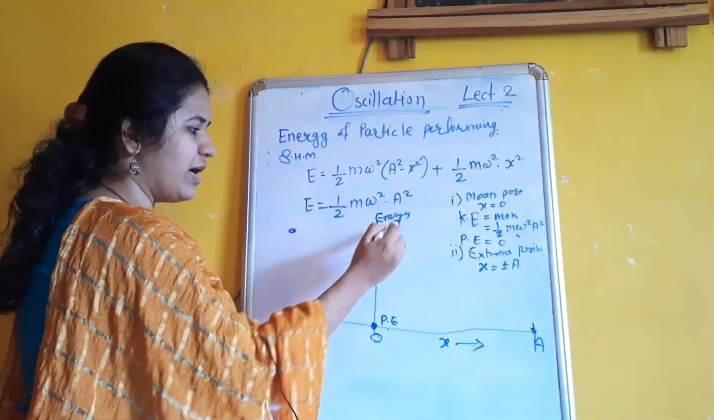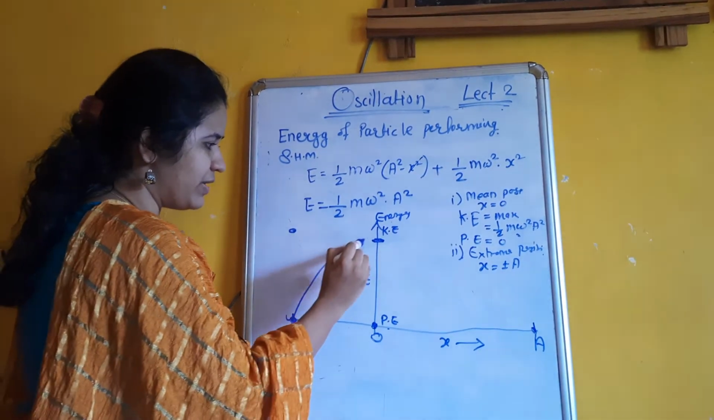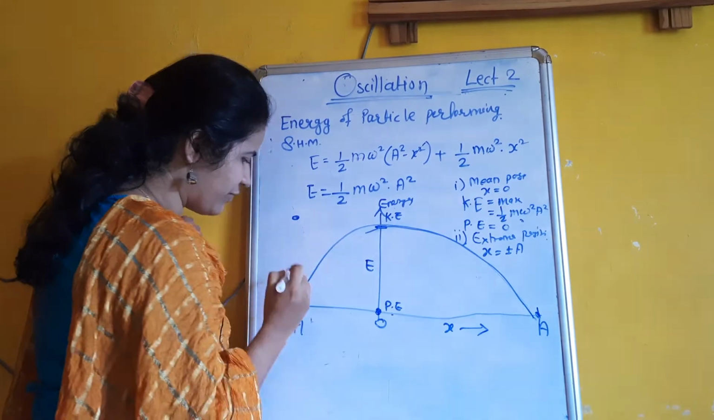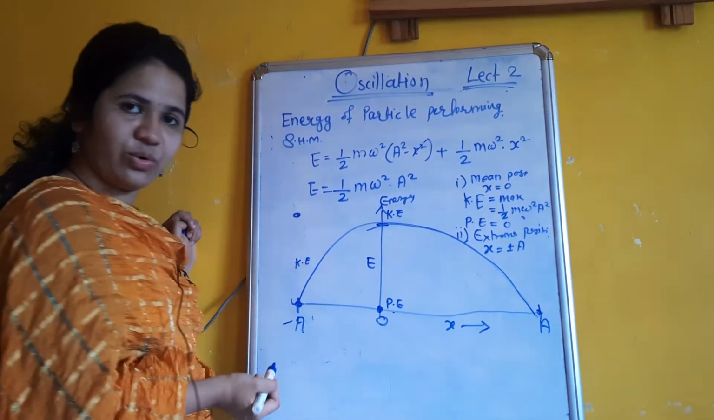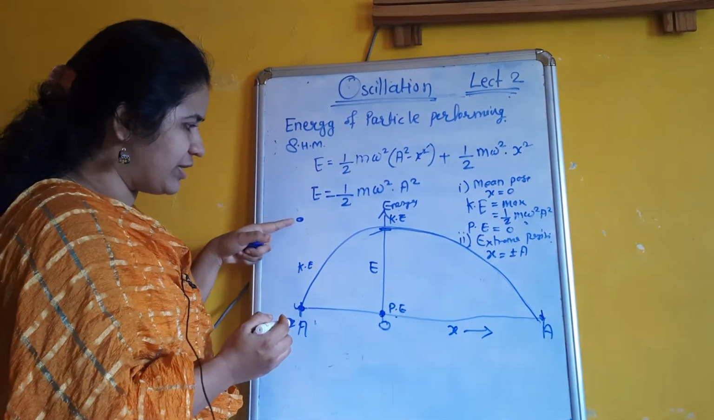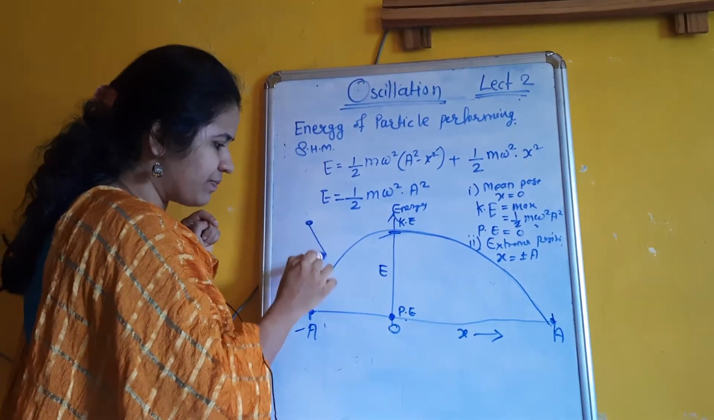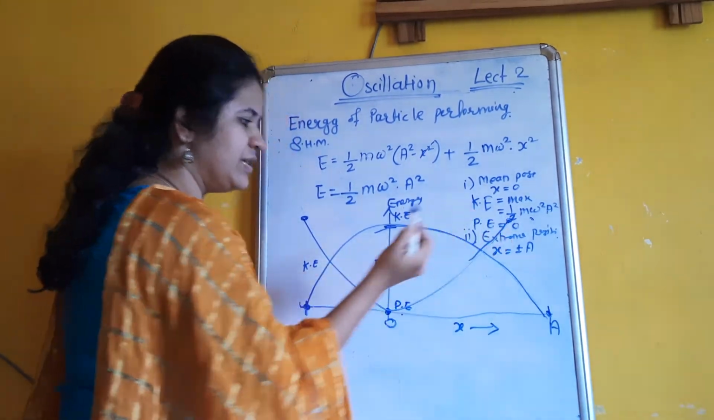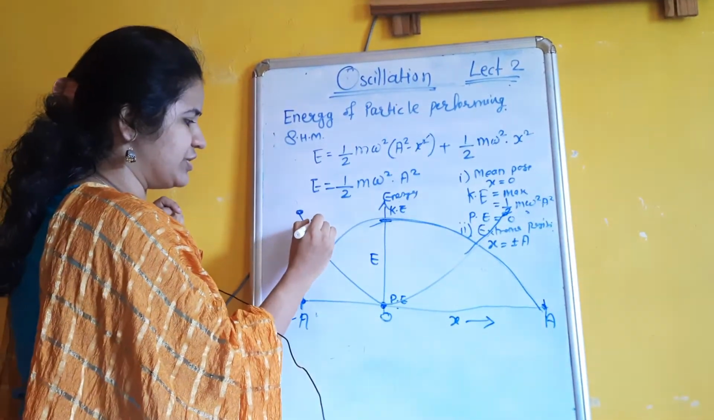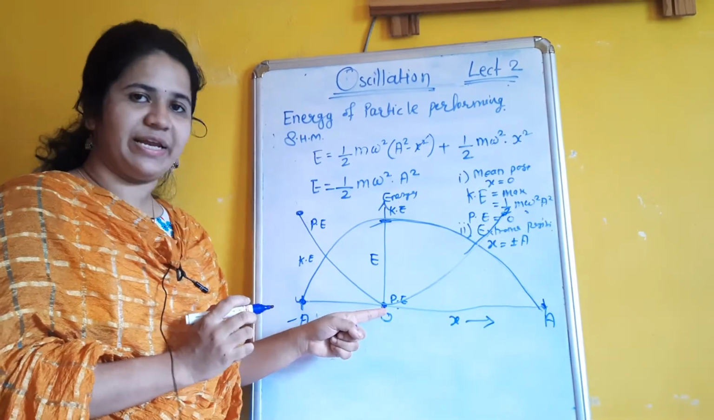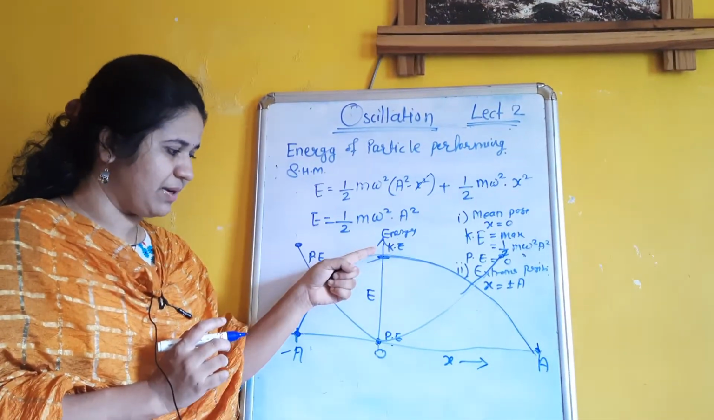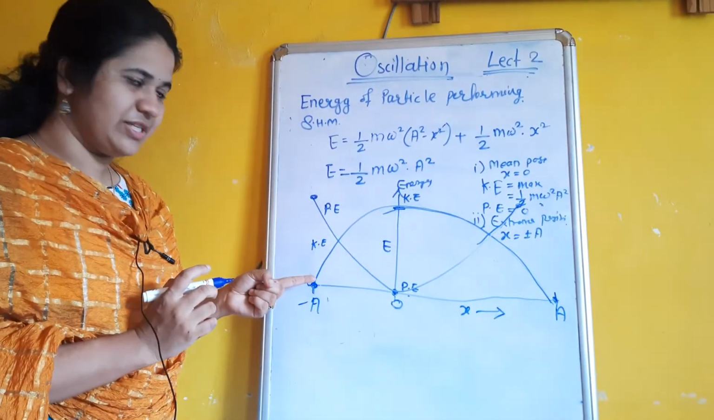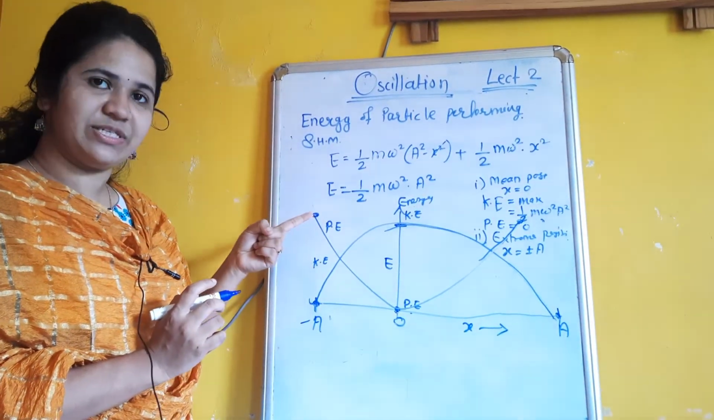So if we draw the curve, we get the curve like this way. This is the curve of kinetic energy, and second, we draw the curve of potential energy. So at the mean position, kinetic energy is maximum and potential energy is 0, and at the extreme position, kinetic energy is 0 and potential energy is maximum.